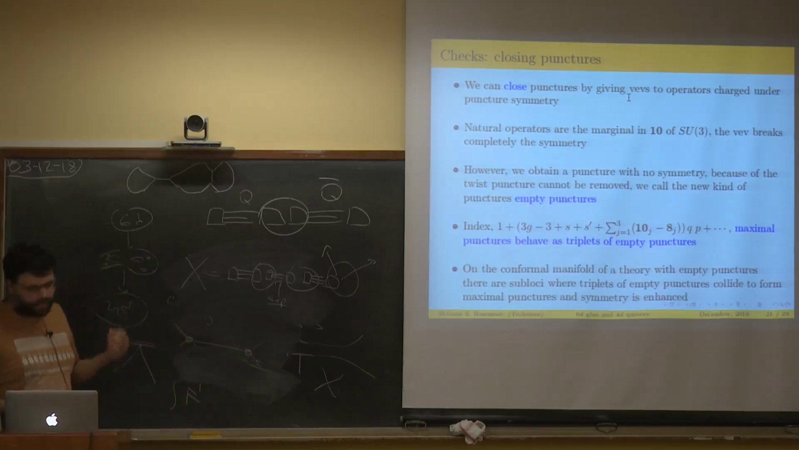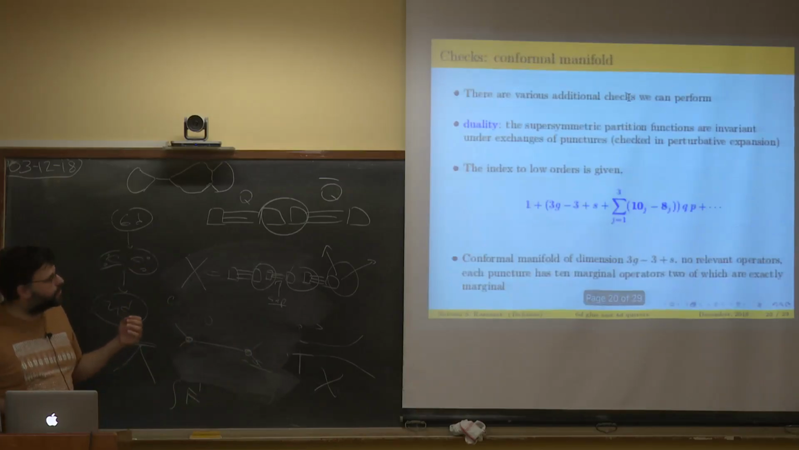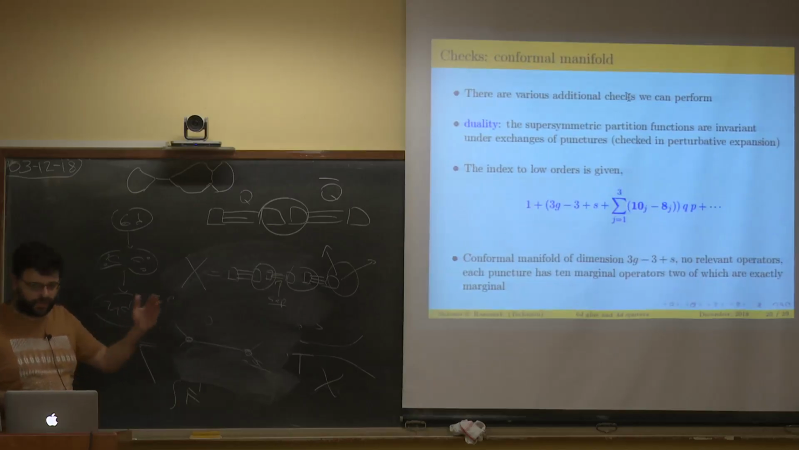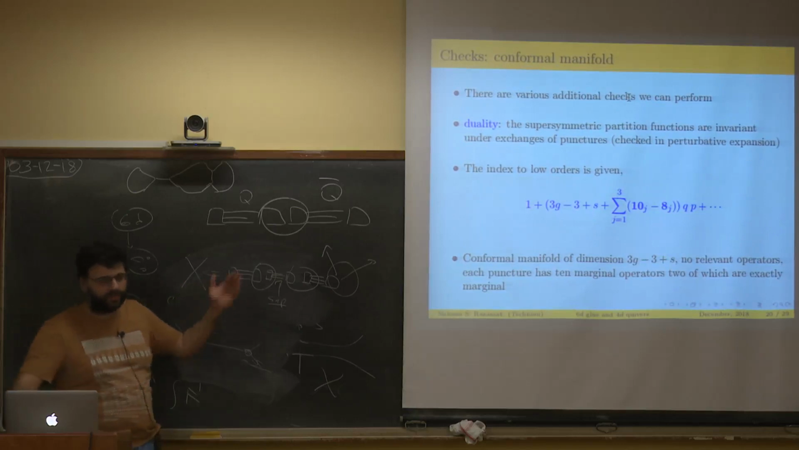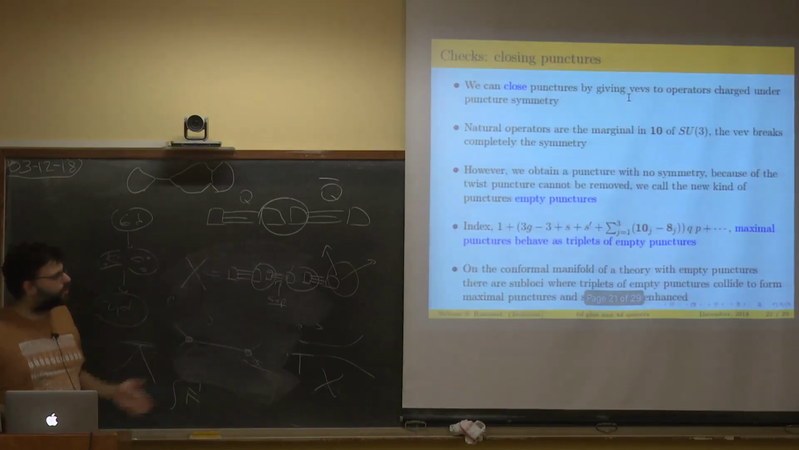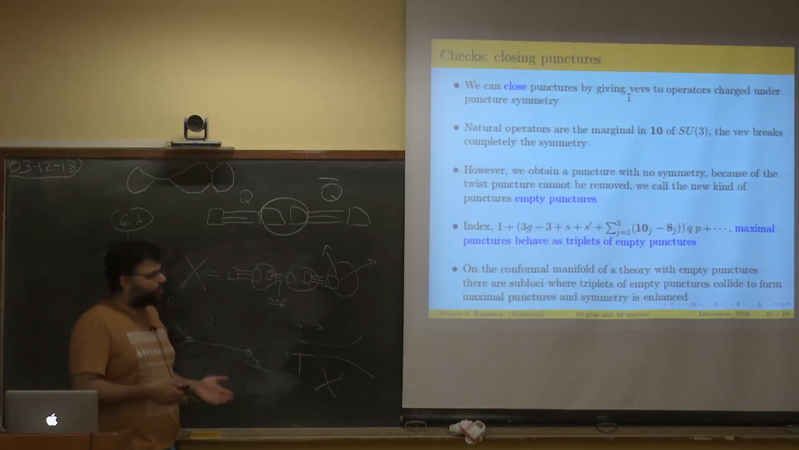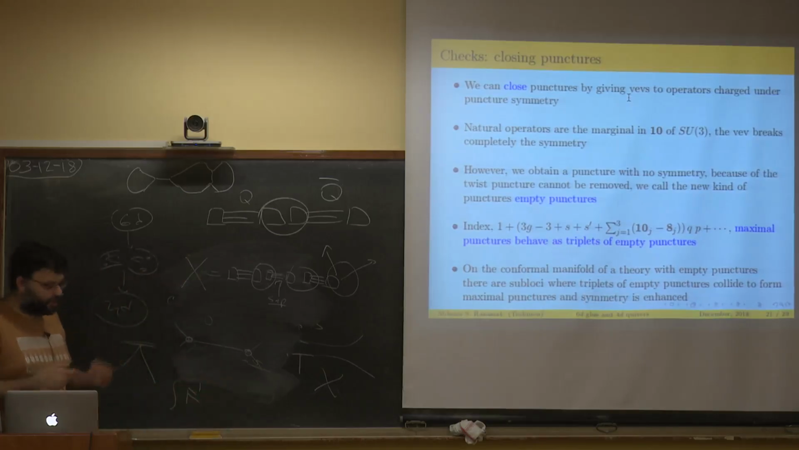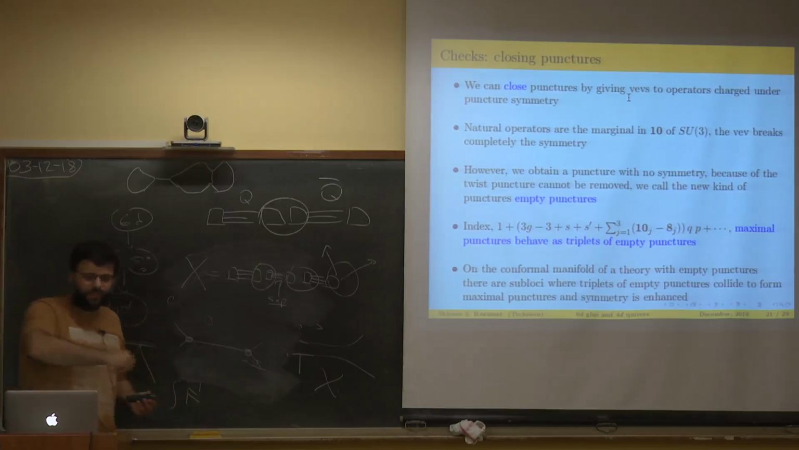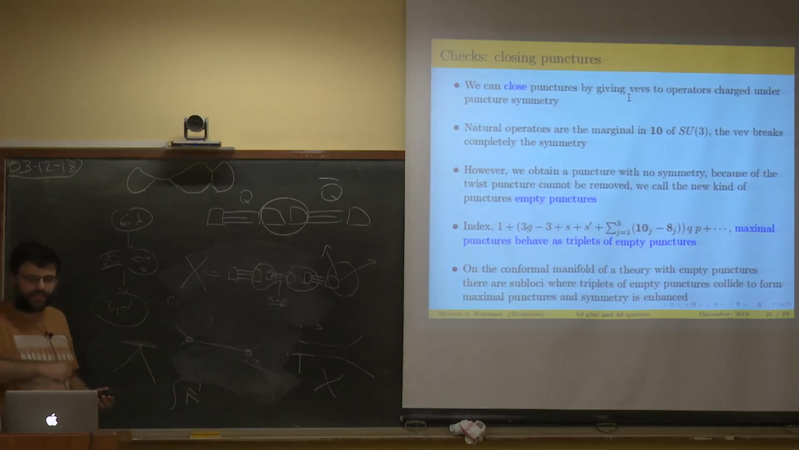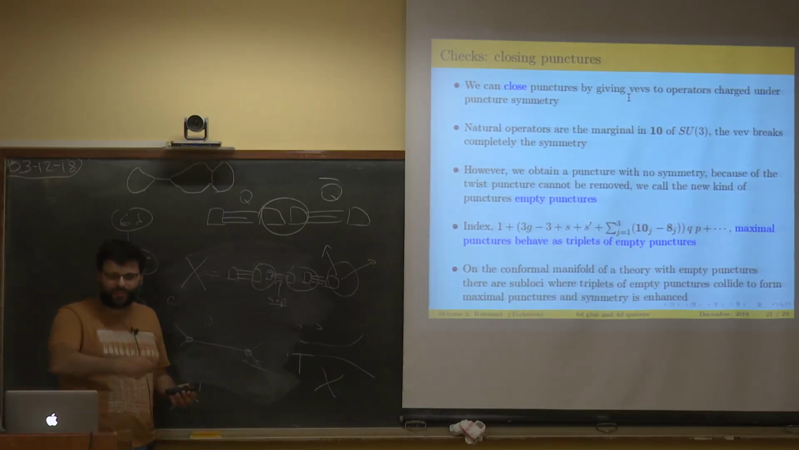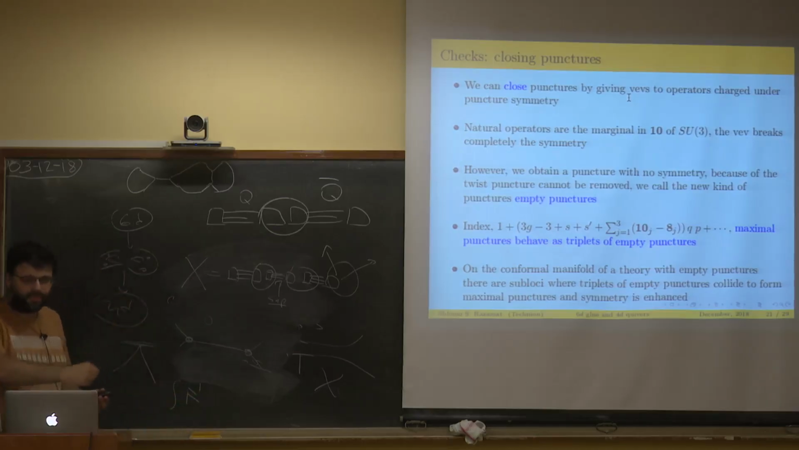We have these operators in the 10-dimensional representation of SU3 that we find, which are charged under the puncture symmetry. We can try to give vevs to components of this operator. What you find is that you can do that, but you cannot really erase a puncture. What you can do is produce a puncture which has no symmetry. It's again related to this Z2 twist. When you close a puncture, you might get rid of the symmetry, but the twist needs to go around something. So in these classes of theories, there are punctures which carry no symmetry, but they are punctures. And this has analogs in other cases too.